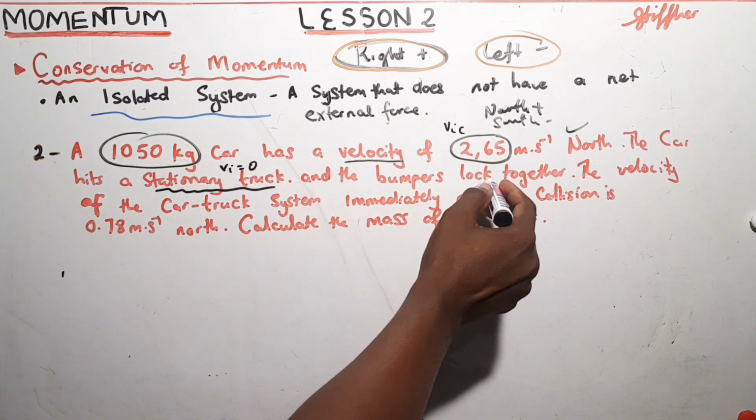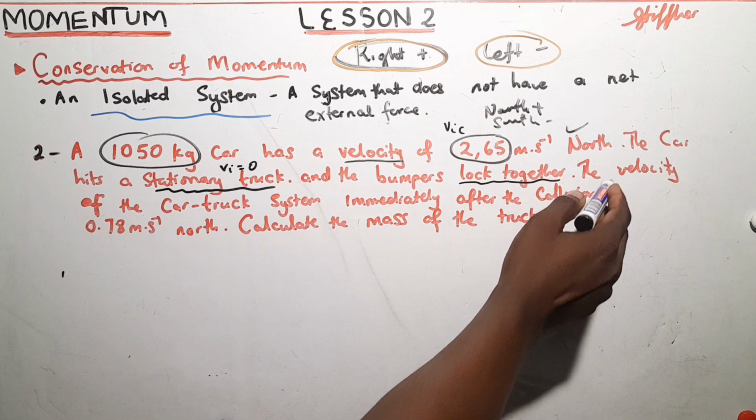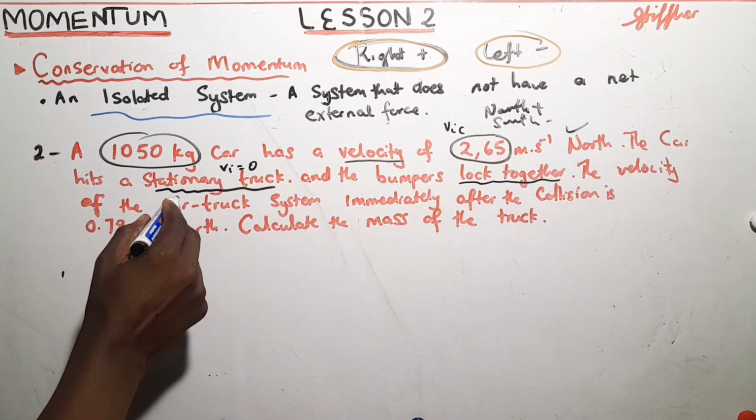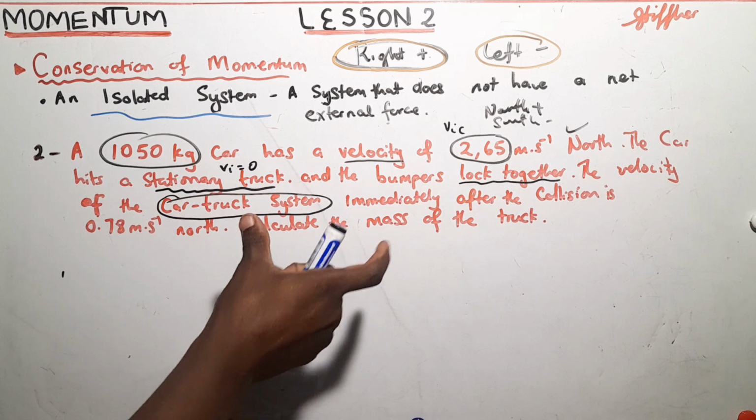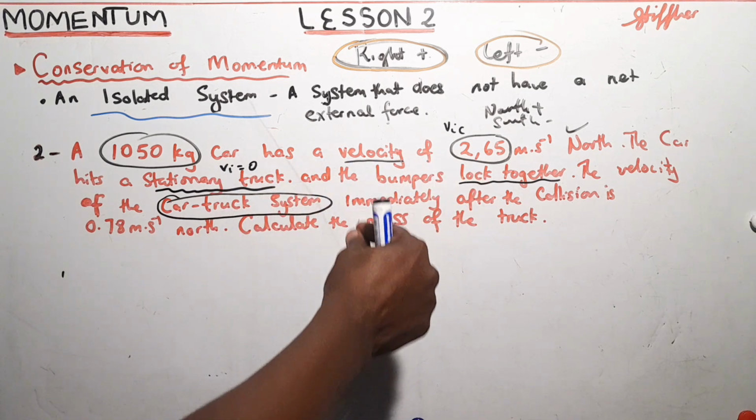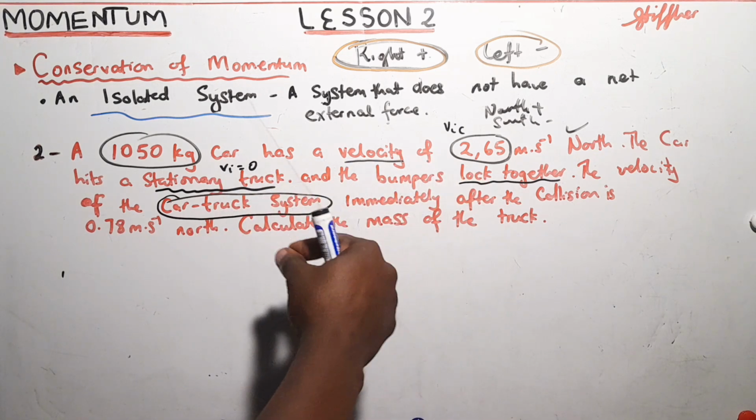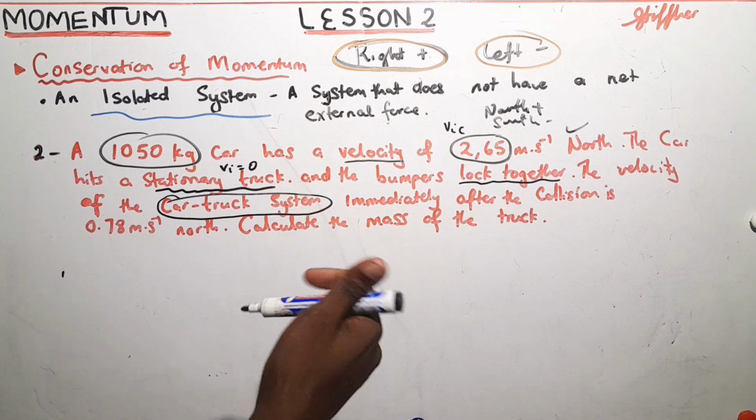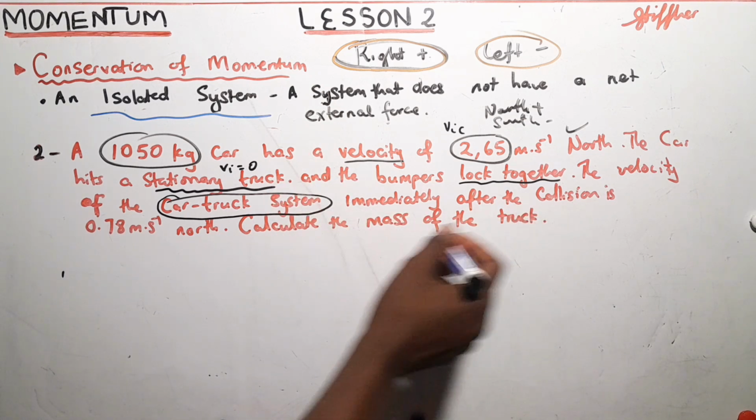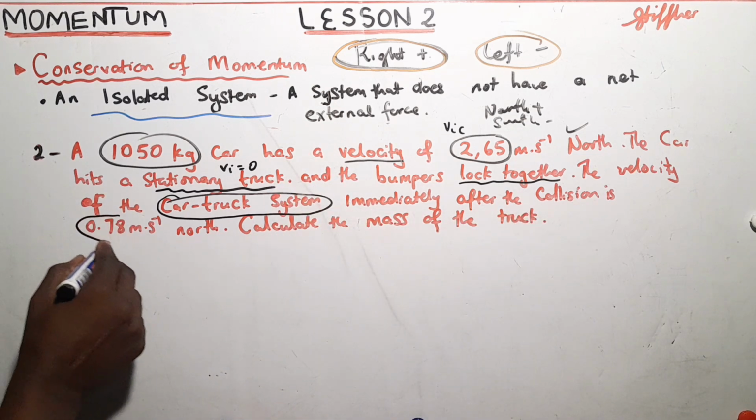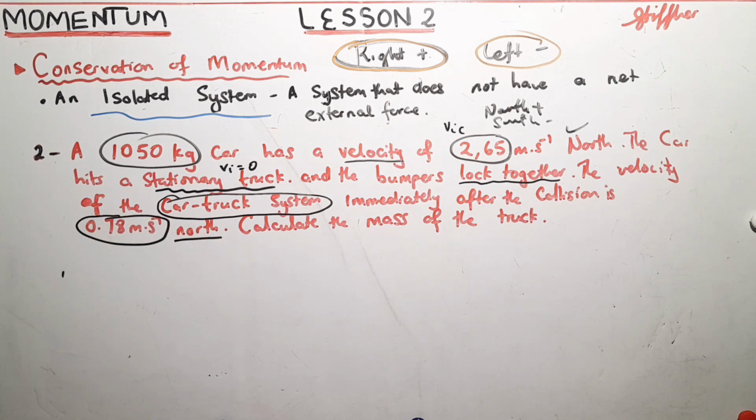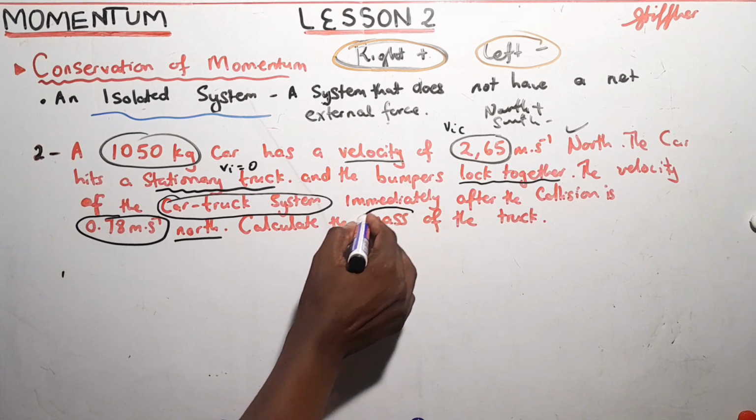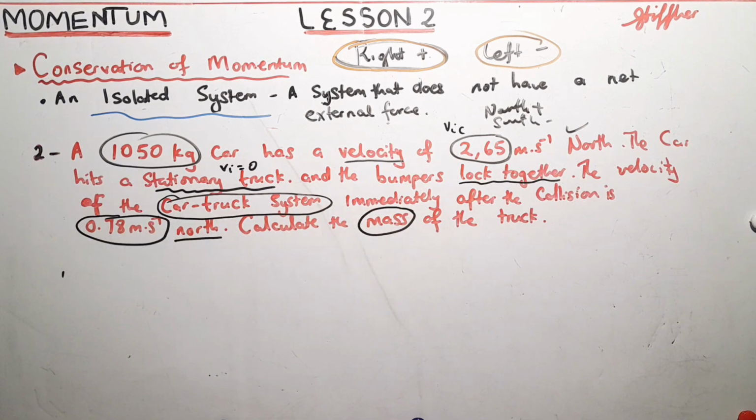And the bumpers lock together. The velocity of the car-truck system. So now it means that after hitting the truck, they locked together and started to move as a system, as one object now. Immediately after the collision it is 0.78 meters per second north, right? And they say calculate the mass of the truck. So what we need right now is the mass of the truck.